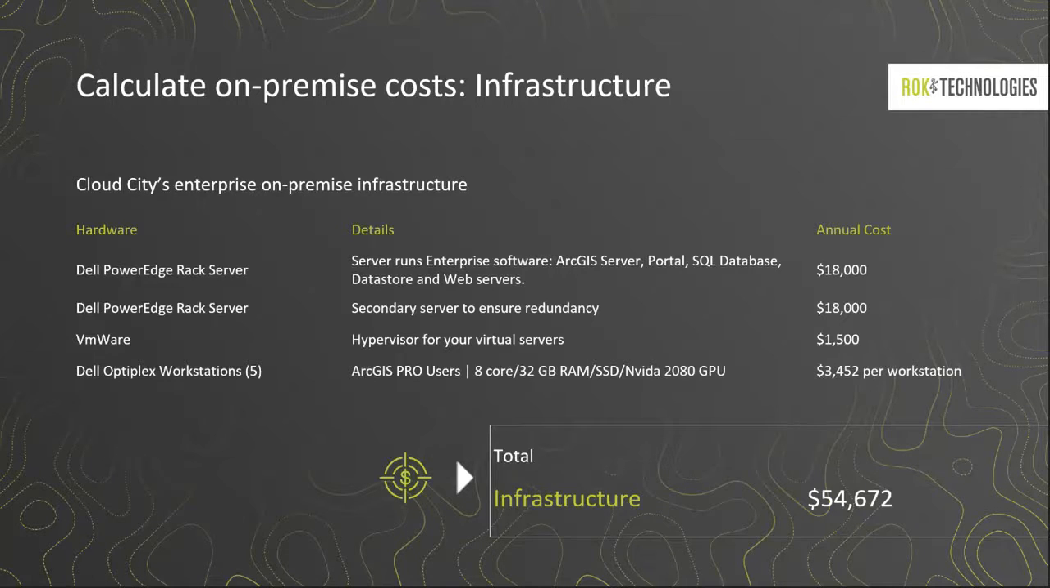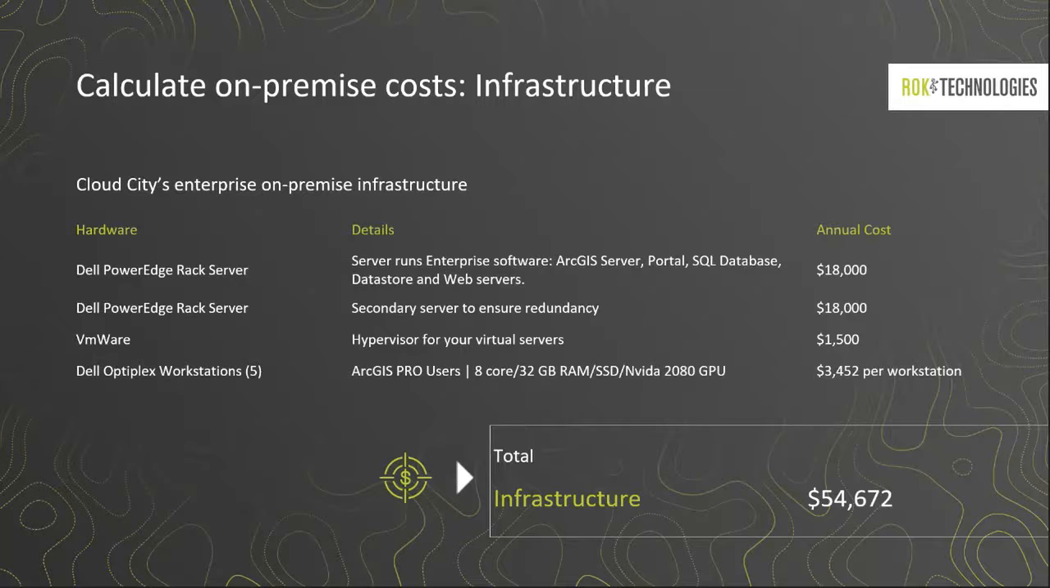So looking at their VMware, they're looking at a hypervisor for virtual servers. That was $1,500 a year. And then to run Pro, they wanted to begin utilizing Pro, which is great. Pro's kind of the future of ArcGIS, so they wanted to go ahead and begin using that. So in order to utilize Pro, they needed to purchase a very beefy Dell workstation with 8-core CPUs and 32 gigs of RAM. So it's pretty massive. It's a pretty penny. So that was $3,452 per workstation.